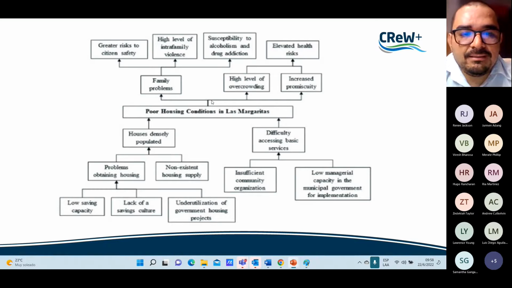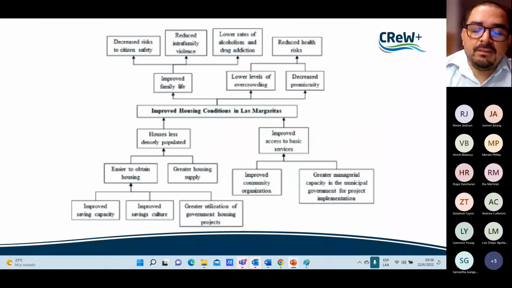And the effect three was direct effect: family problems, high level of overcrowding, increasing promiscuity. We had a discussion last week about the pertinence or not of this effect. Also, greater risk to citizen safety, high level of interfamily violence, susceptibility to alcoholism and drug addiction, and elevated health risk. So this was the problem three of Las Margaritas, and then they transformed it into this.